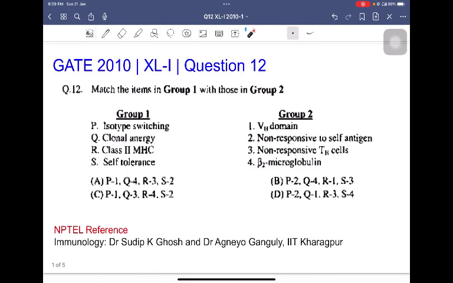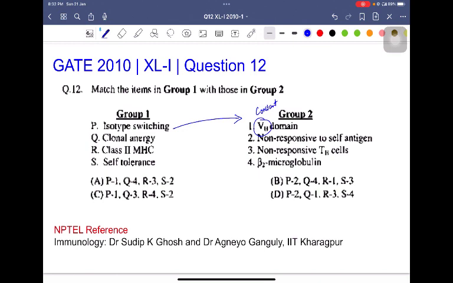So isotype switching is the item P, but the problem is there is actually something wrong in this question, because isotype switching we cannot match with any of the options. What I assume here is that this VH domain should actually be the constant domain of the antibody. Then we could have matched P with 1. But there is a mistake in the question. There should be a printing mistake in this question. But don't worry.